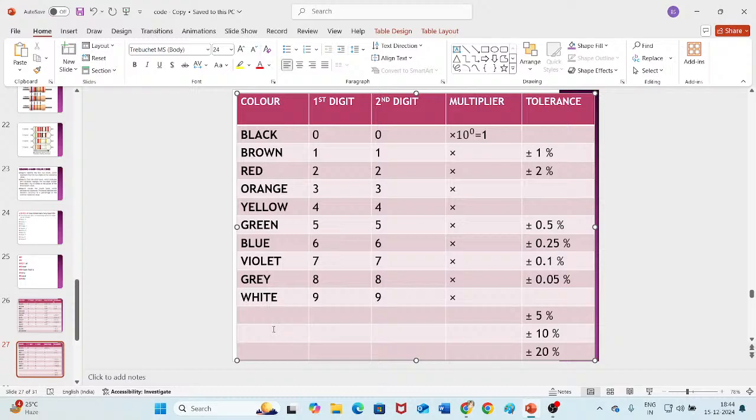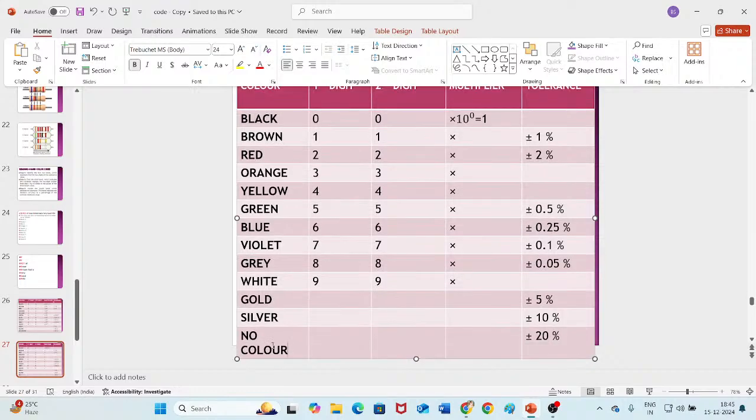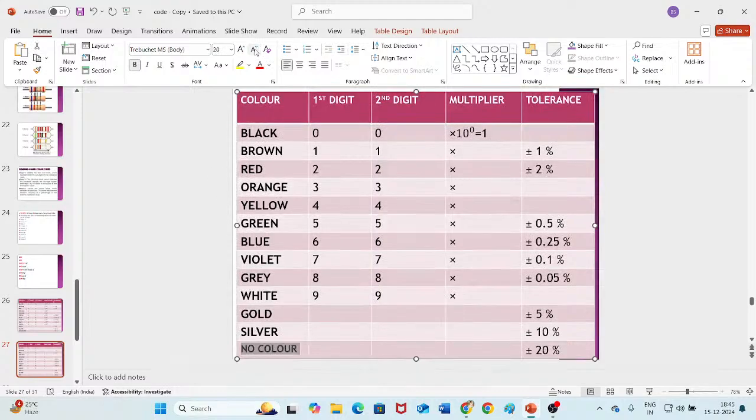They will never be in digit 1 or digit 2. So I have not written gold and silver. I will write it now. Gold. See, I have even considered no color. They will never be gold and silver under digit one, digit two, and digit three.